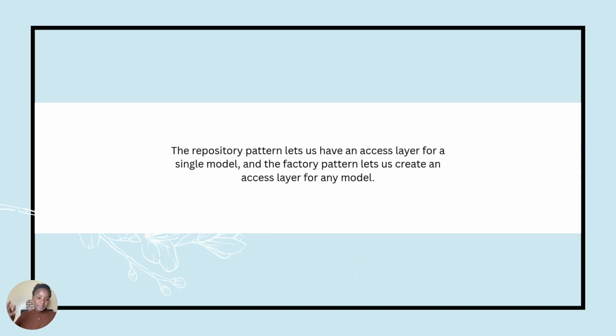The repository pattern lets us have an access layer for a single model. So what happens after the creation? We read it, we update it, we delete it, we find it, all that. And the factory pattern lets us create an access layer for any model, so the creation.